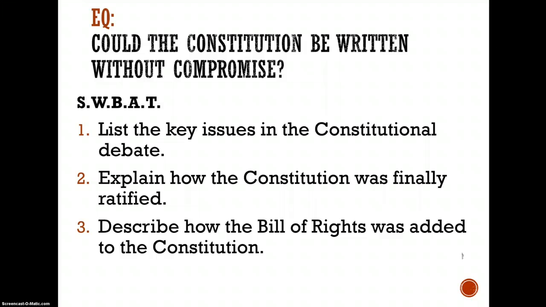In Section 4, one, we're going to list the key issues in the constitutional debate. Two, you're going to explain how the Constitution was finally ratified. And three, describe how the Bill of Rights was added to the Constitution. You should have your notes in front of you. Make sure you're filling out those notes as we go along.